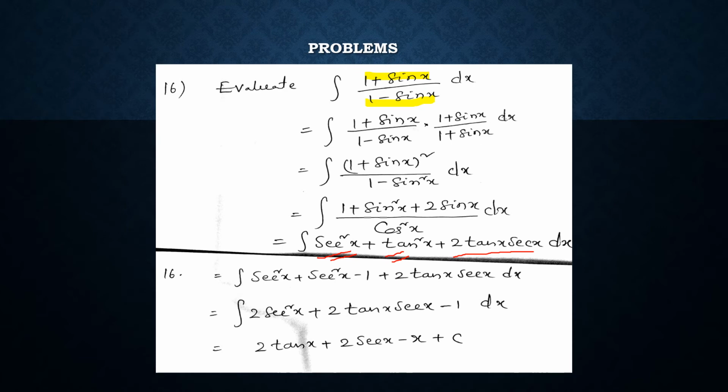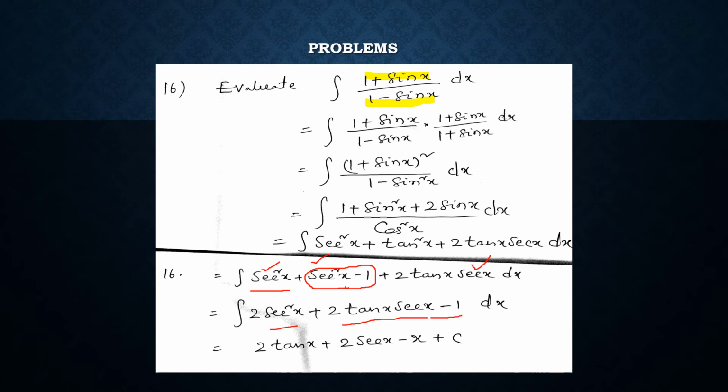That is equal to secant square x plus tan square x. There is no integral formula for tan square x, so we should write tan square x in terms of secant square x, that is secant square x minus 1, plus 2 tan x into secant x dx. So that is integral secant square x plus secant square x, that can be written as 2 secant square x plus 2 tan x into secant x minus 1 dx.